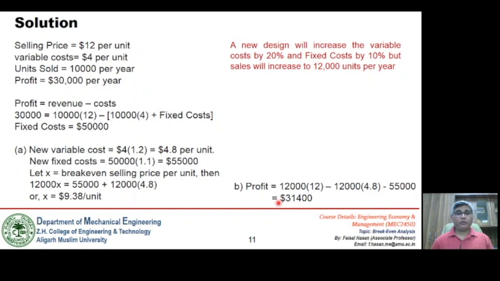This is how we use break-even analysis to compute the relationship between selling price, variable cost, units sold, profit, and revenue. This is all about today's video lecture. This is all about how we can use break-even analysis for decision making.